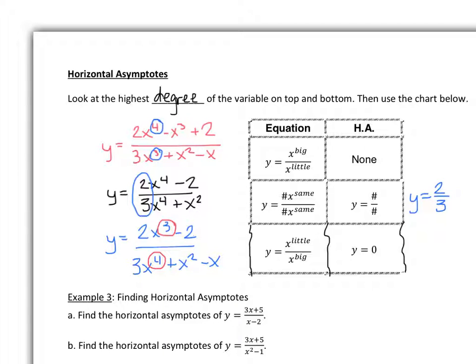So when the leading coefficients, the highest degrees, are the same, you take the leading coefficients. So that's the horizontal asymptote. That one probably happens the least. This one probably happens the most.